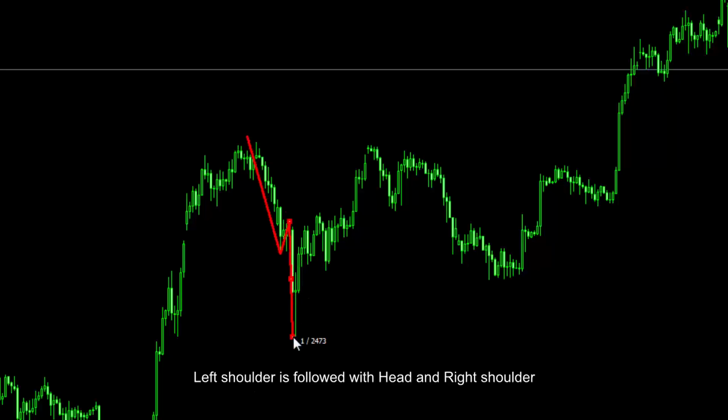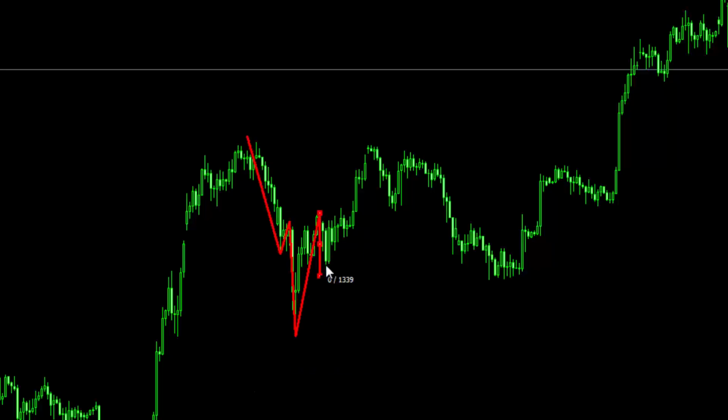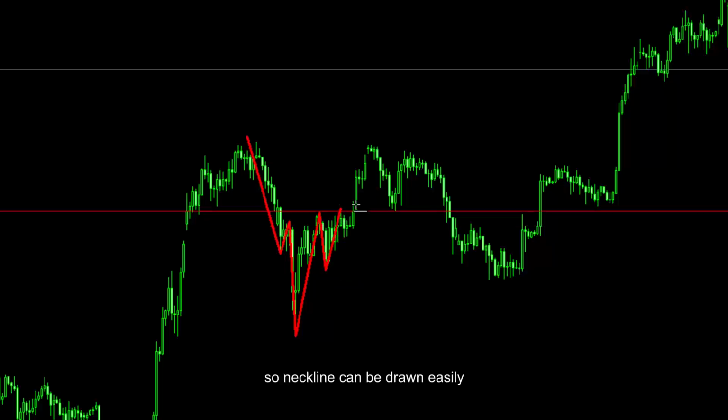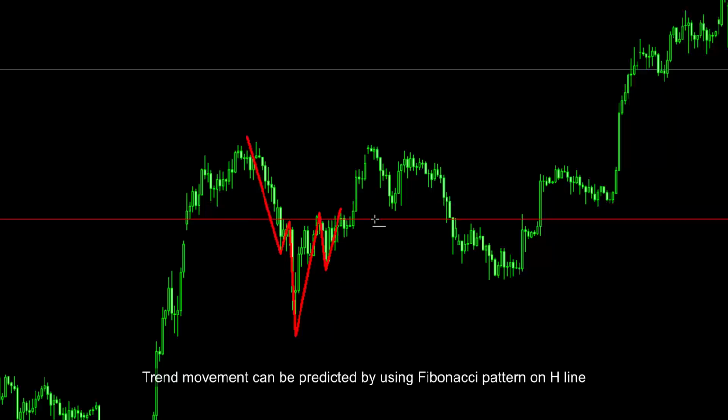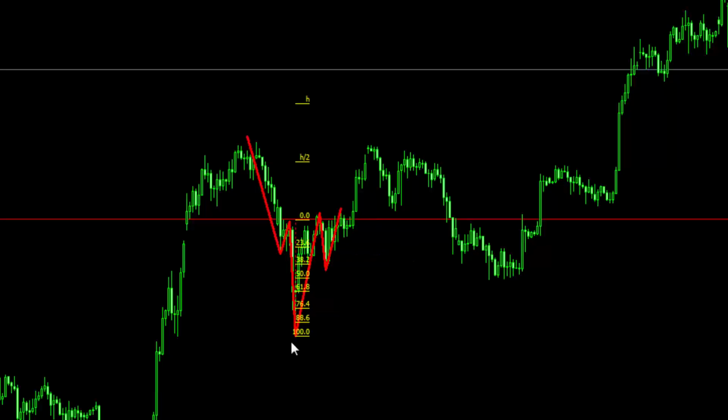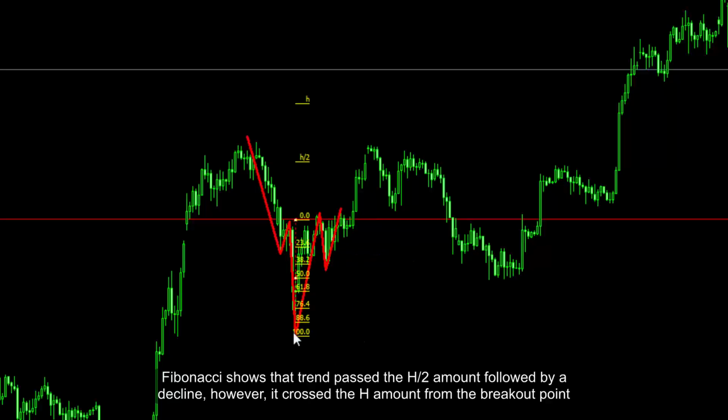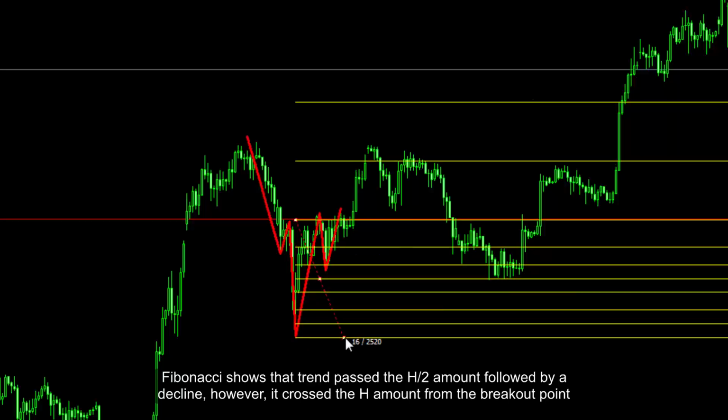Left shoulder is followed by head and right shoulder. So the neckline can be drawn easily. Trend movement can be predicted by using a Fibonacci pattern on the H-line. Fibonacci shows that the trend passed the H2 amount followed by a decline. However, it crossed the H amount from the breakout point.